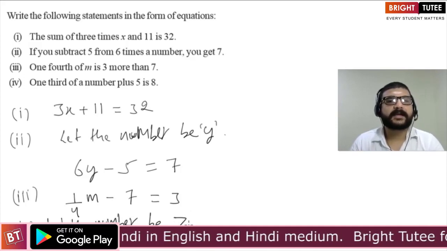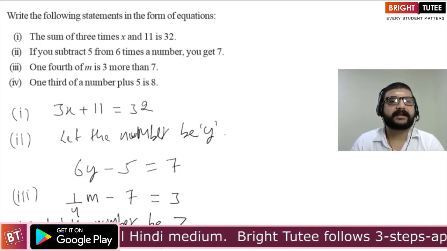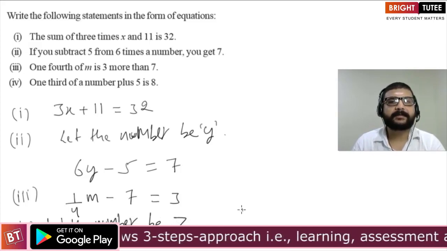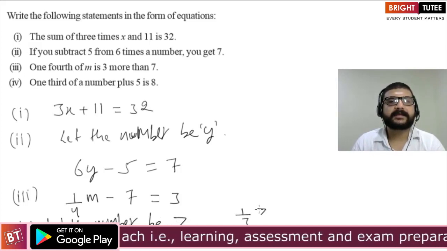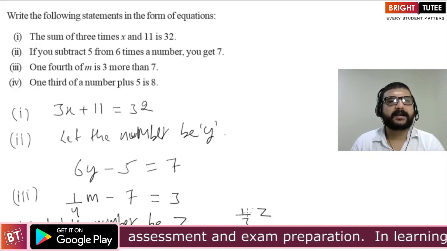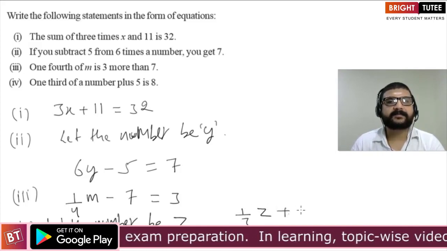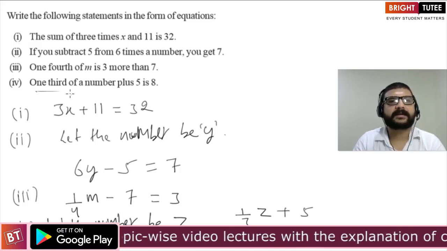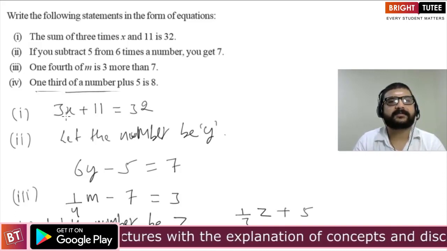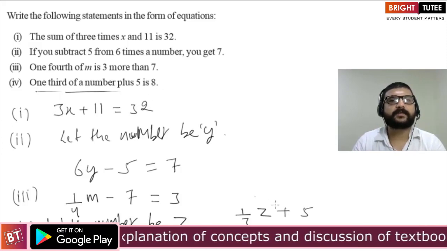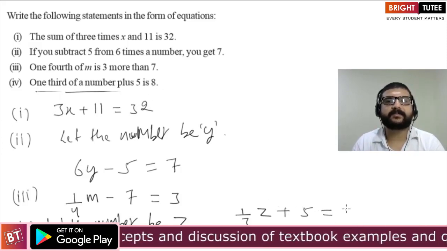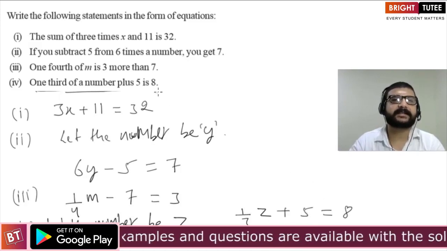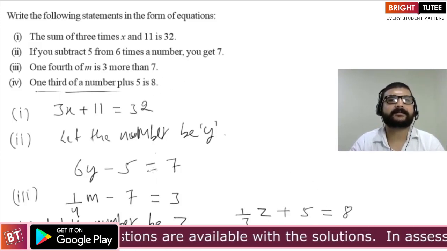So we have assumed Z here. Let the number be Z. Now if the number is Z, then what will be its 1/3? It will be 1 upon 3 Z. 1 upon 3 Z plus 5, as it is given here: 1/3 of a number plus 5. This is equal to 8. Now this is the equation which is representing the fourth statement.